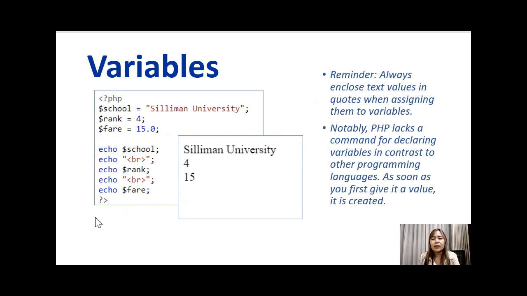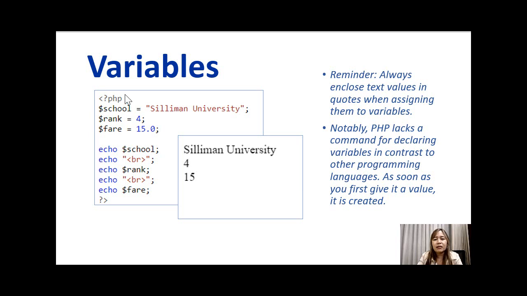Now the next one is our variables in PHP. As mentioned earlier, you simply have to precede the name with the $ sign. In this case, school here is a variable with an initial value of Silliman University. So that is assumed to be a text. And then you have rank, which is another variable with an initial value of 4. So that's an integer. And then you have fare, which is equivalent to 15.0. So again, another number.